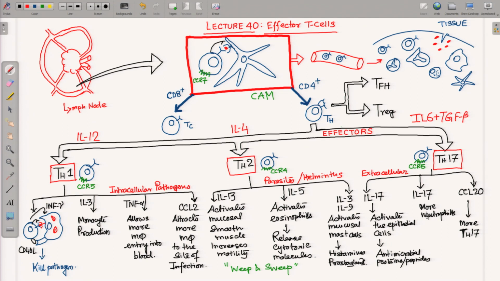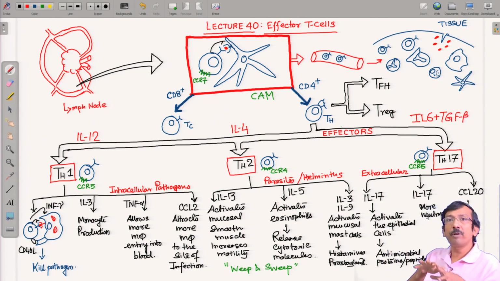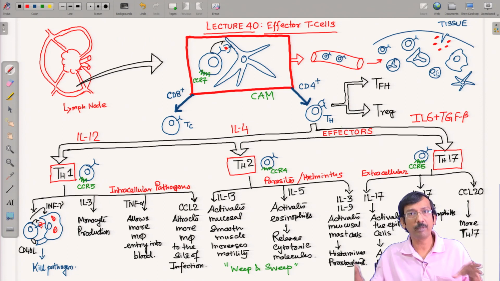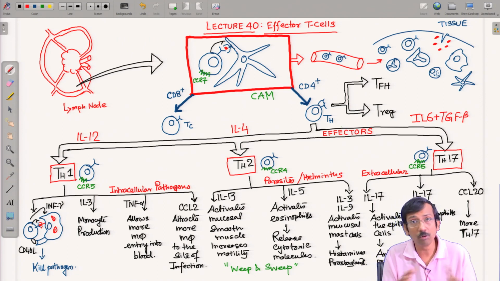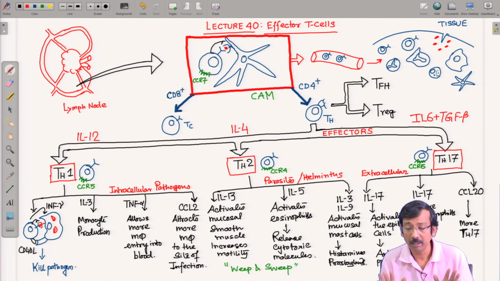So, today we tried to summarize and get an overview of the different effector cell types. I tried to give a very preliminary idea about the 3 different effector mechanisms, what they do, and what the major functions are. You can get more details in the books, but we really do not have the scope or time to go into more details. So, I will stop it here.